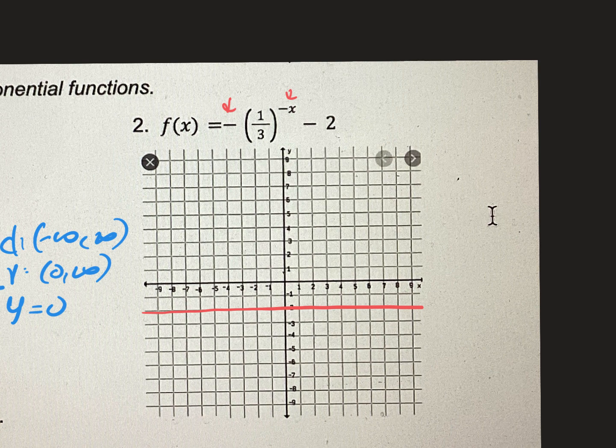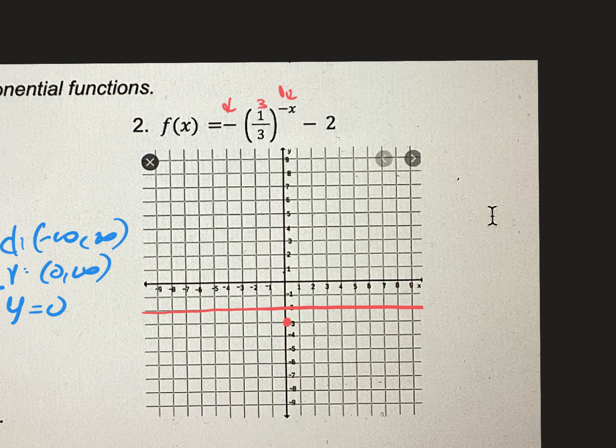Now, there's no shift left or right, so normally I'd go up 1, but because that negative's still in the front, I'm going to go down 1 from the asymptote right there, which puts me right there where I put that point, 0, negative 3. Now, I'm always going to go 1 to the right. So if I plug in 1 right here for that exponent, think about what happens. That makes the exponent negative 1, which flips that point.